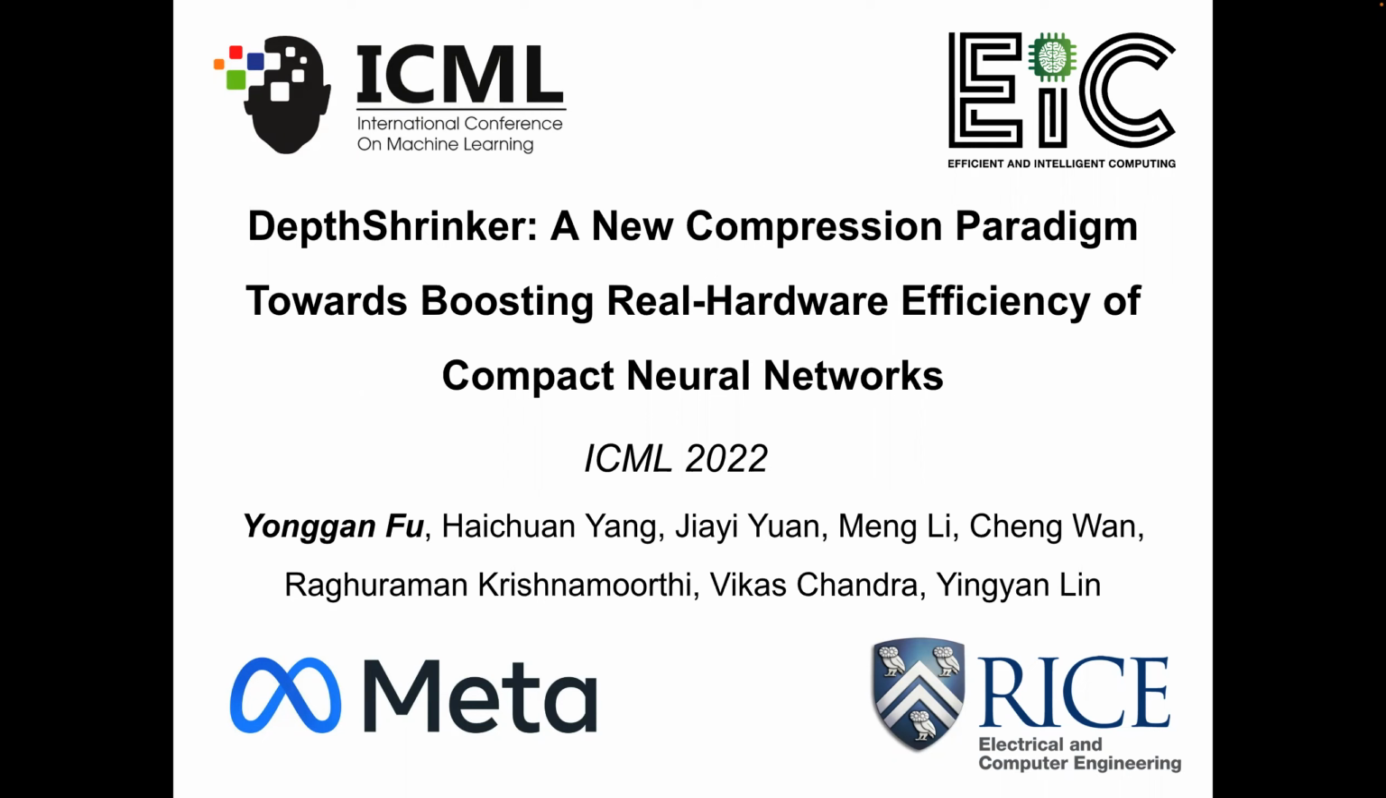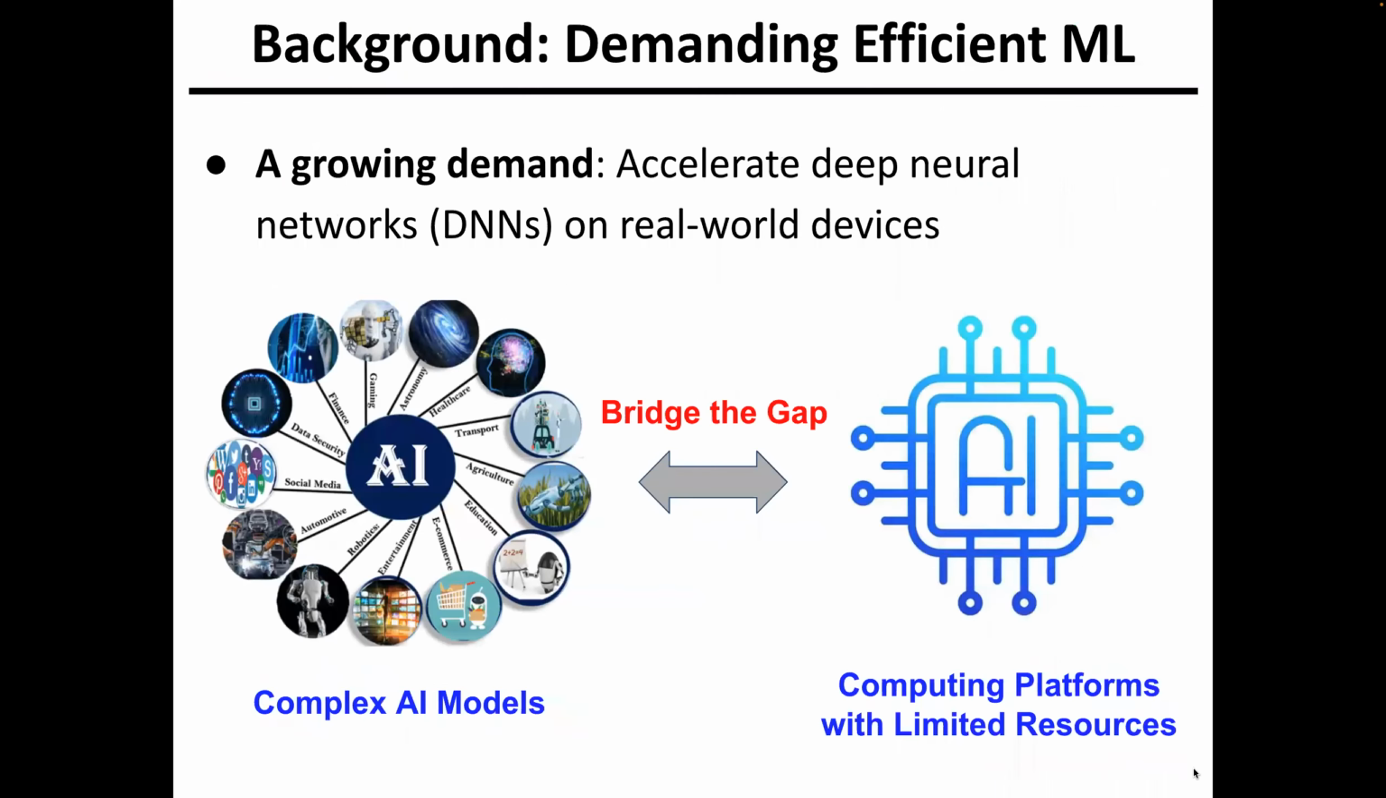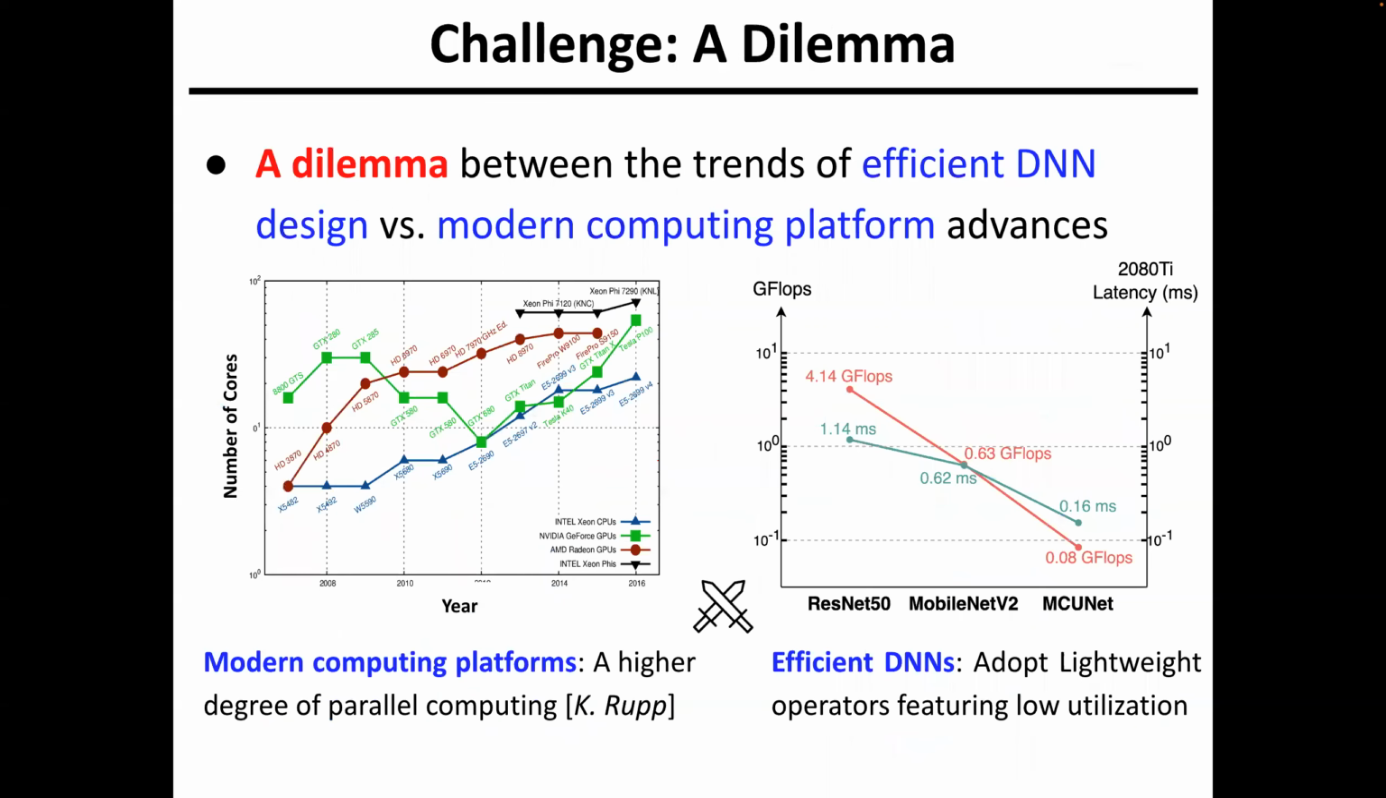neural networks. We know that there's a growing demand to accelerate deep neural networks, or DNNs, on real-world devices, which needs to bridge the gap between the complexity of powerful DNN models and the limited resources on real devices. However, there's a dilemma between the recent trends of efficient DNN designs and modern computing platforms.